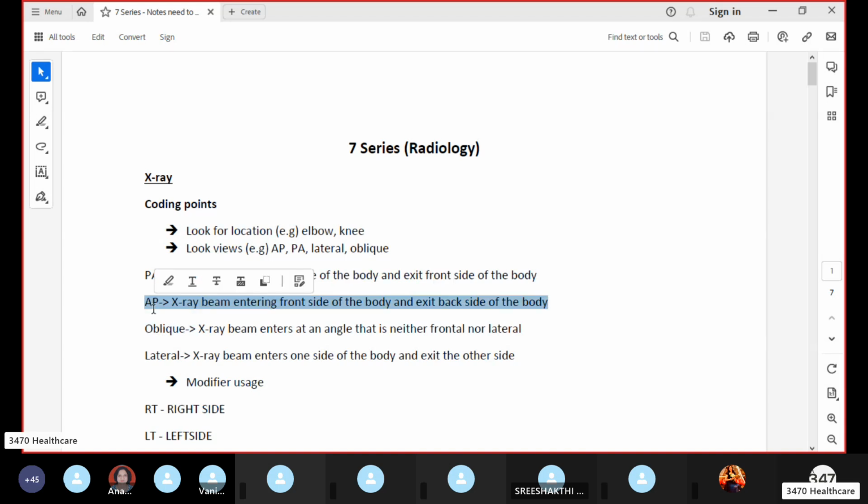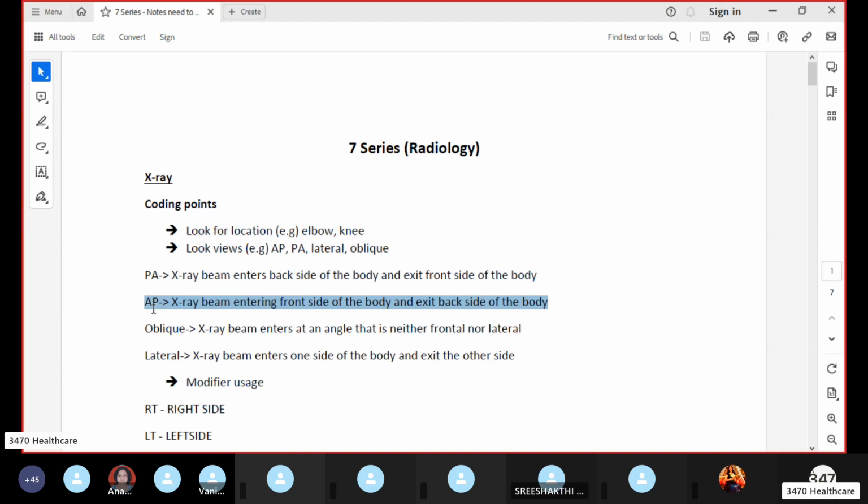AP, anteroposterior. So the X-ray beam enters the front of the body and exits the backside. Anterior means front, exit back. That is the anteroposterior. Then oblique. Oblique means the angle view, cross view. Example, the X-ray beam enters the left shoulder and exits the right hip. So left shoulder to right hip. That is for oblique.